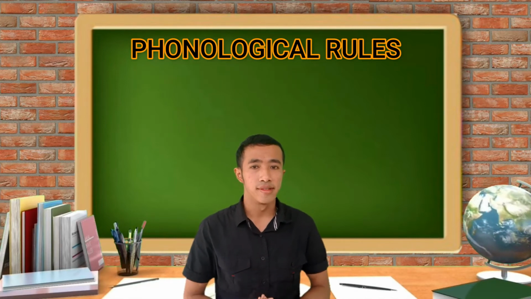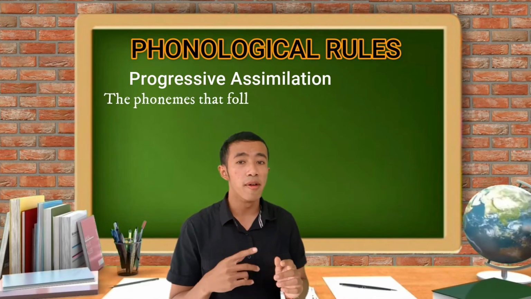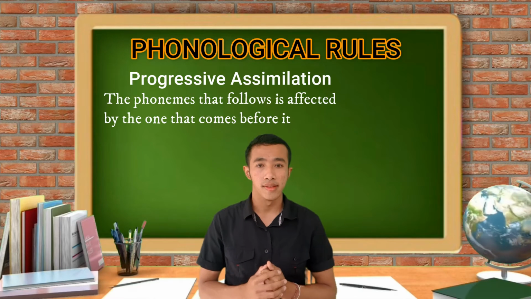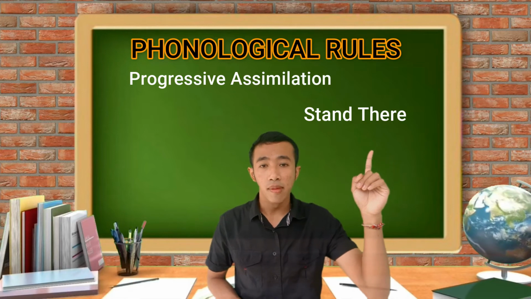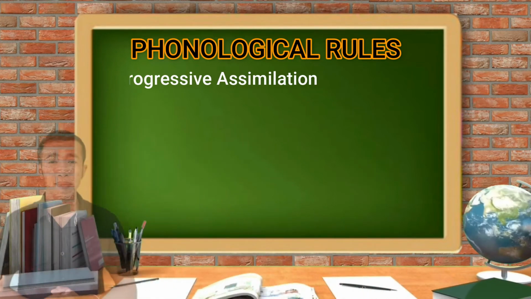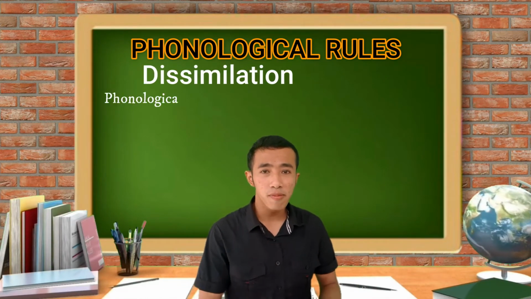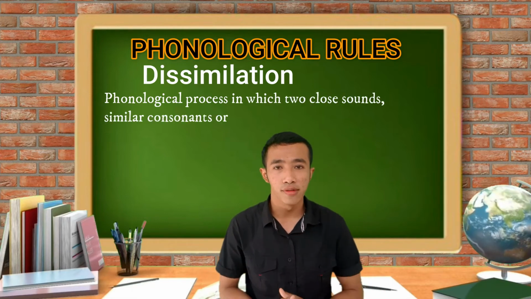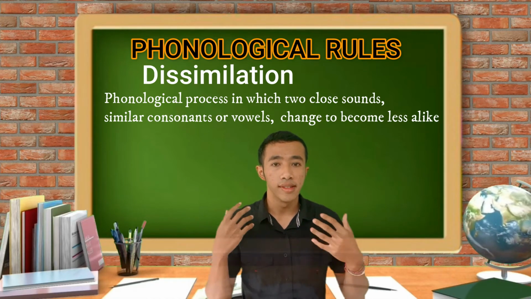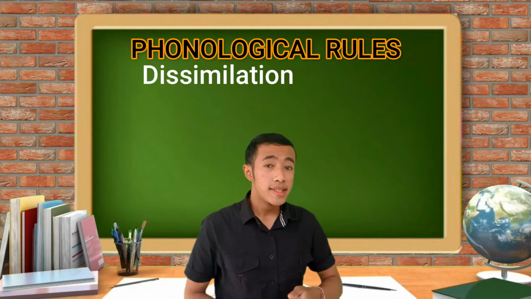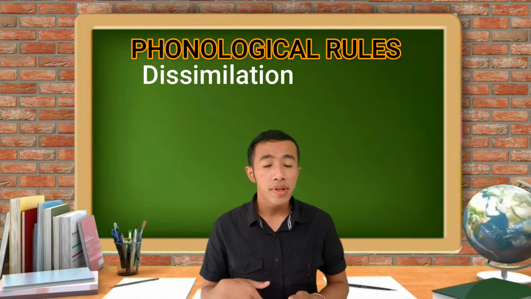Okay, next, the second, it's about progressive assimilation. Progressive assimilation is when the phoneme that follows is affected by the one that comes before it. For example, standard becomes standard, and the other example. Okay, next, dissimilation. Dissimilation is a phonological process in which two close similar sounds, consonants or vowels, change to become less alike. For example, the word six is pronounced six, where sixth becomes sikth.